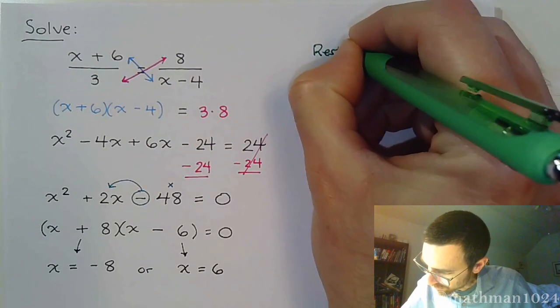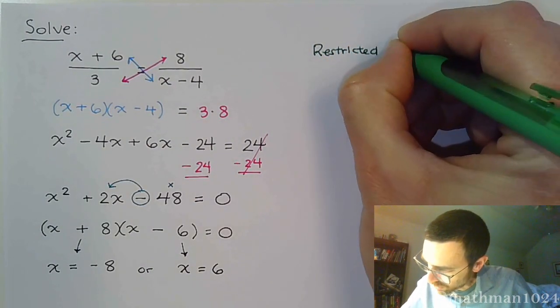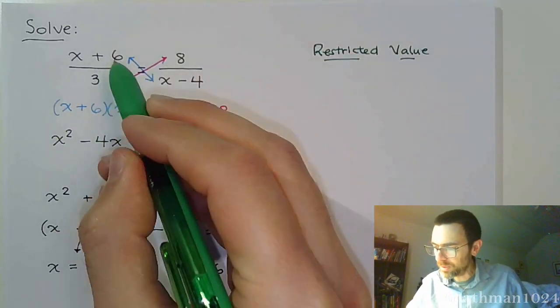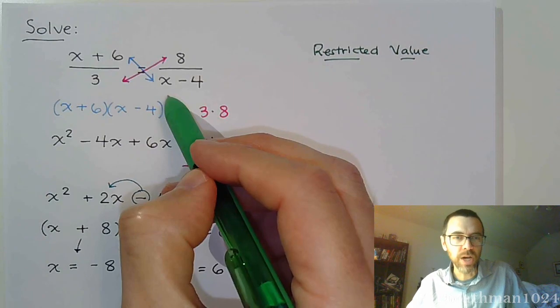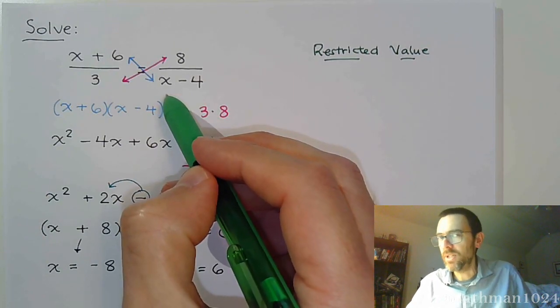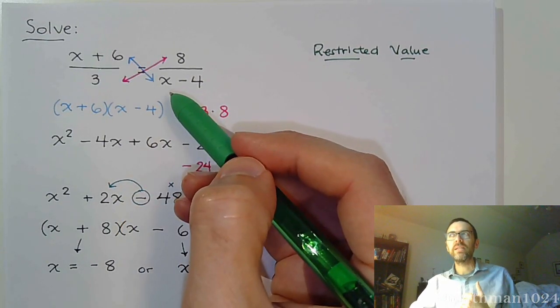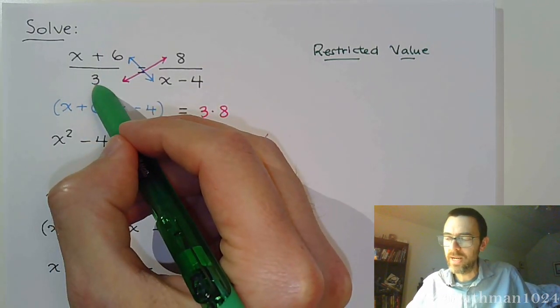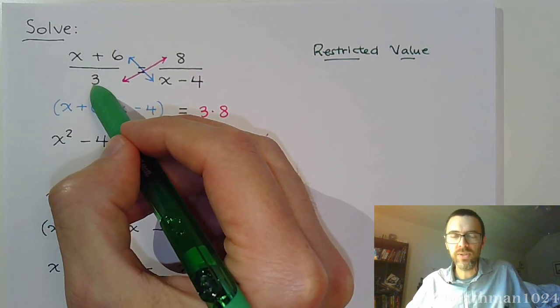Remember that when we talk about what it means to be a restricted value, that means any replacement of the variable that would cause the denominator to equal 0. Because if the denominator equals 0, then your expression is undefined. Now over here, my denominator is 3, and that guy can't change. He's still just going to be 3.